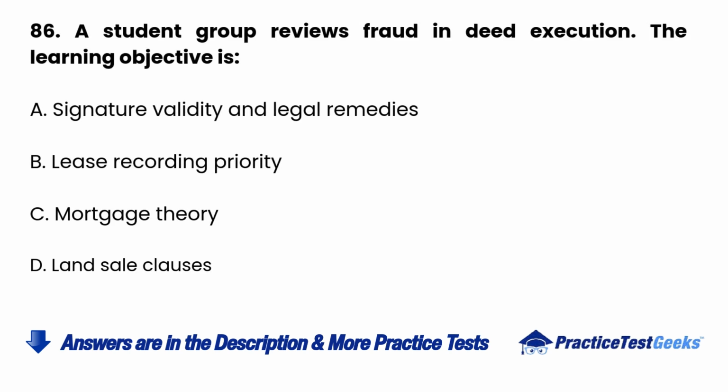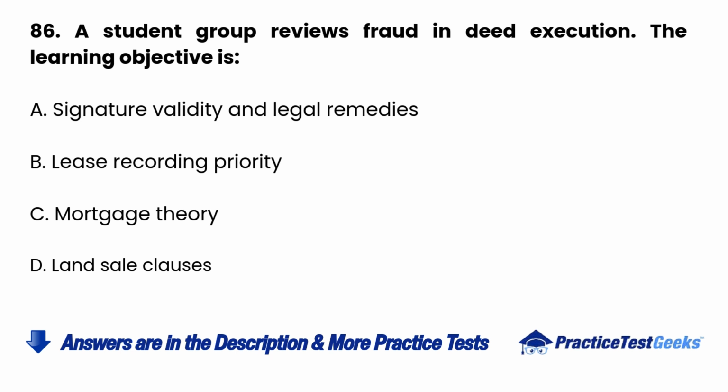86. A student group reviews fraud in deed execution. The learning objective is A. Signature validity and legal remedies. B. Lease recording priority. C.